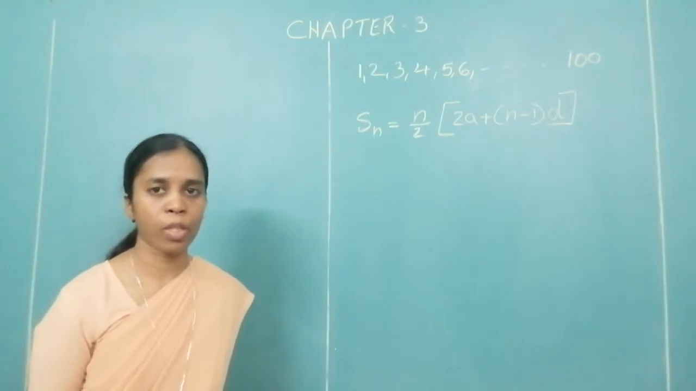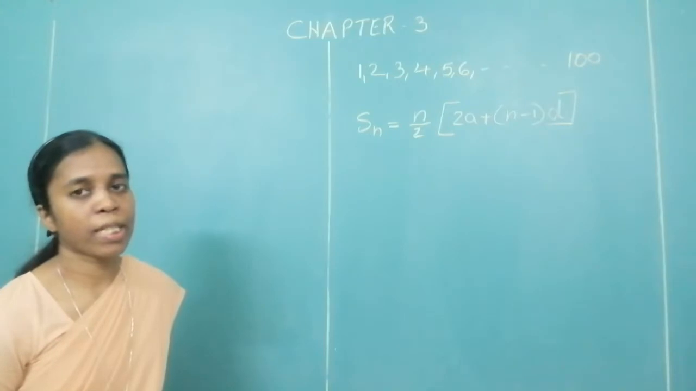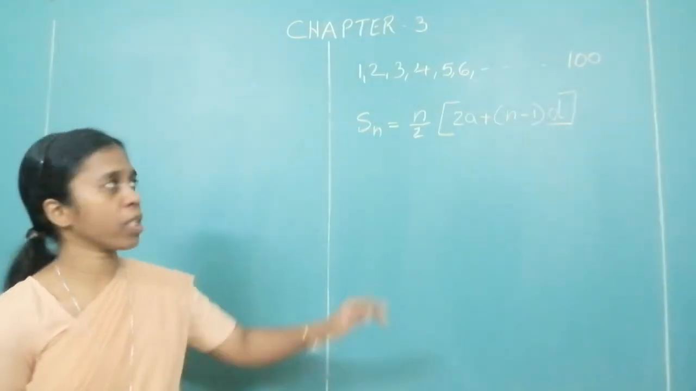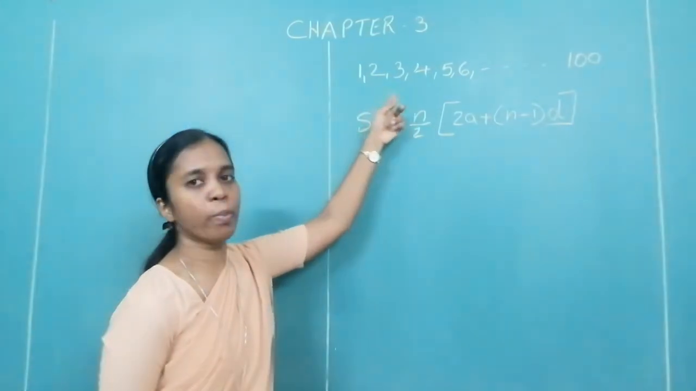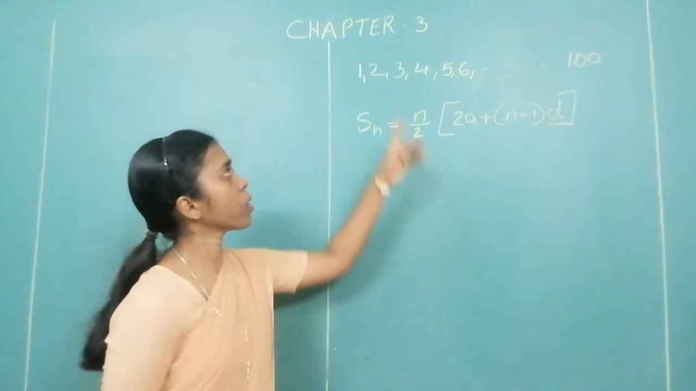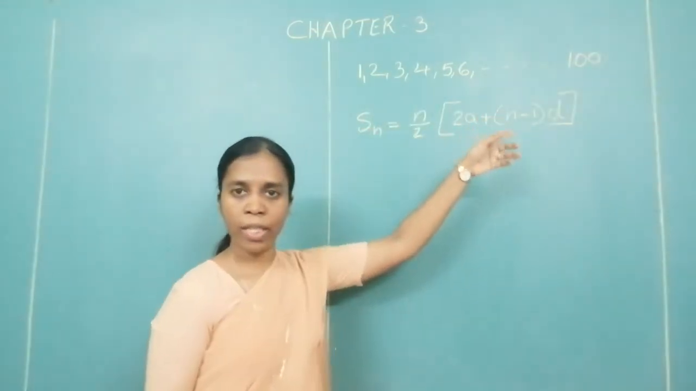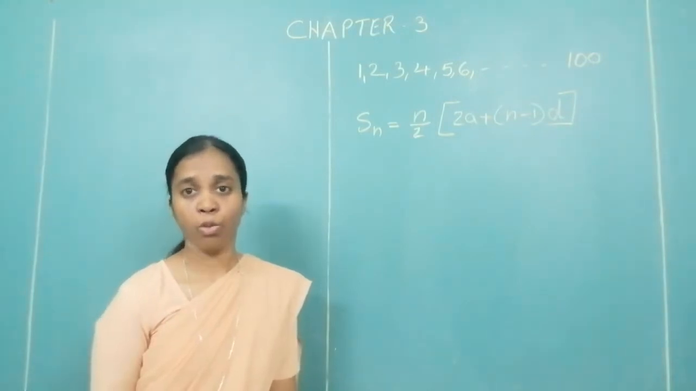That is the sum. Suppose I asked you find sum of first 3 terms. 1, 2, 3. So add these 3. 1 plus 2 plus 3. If I ask you sum of first 10 terms, so you find out which is the first 10 and add them. I am asking you the sum of 100 terms. How to find out that?